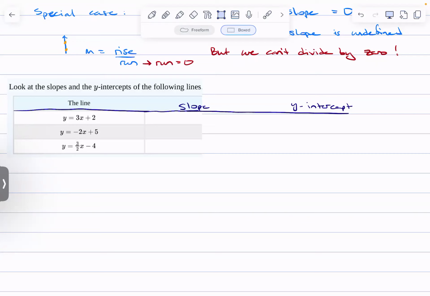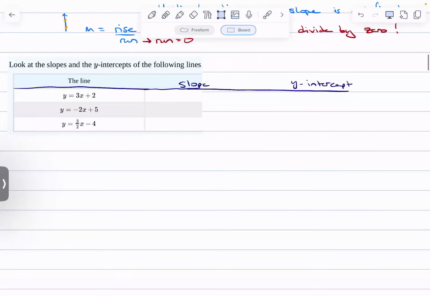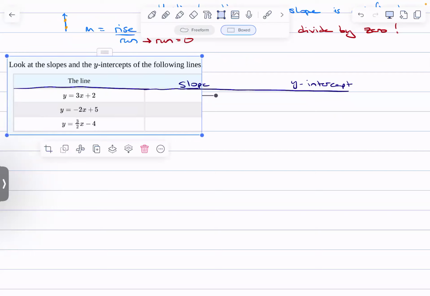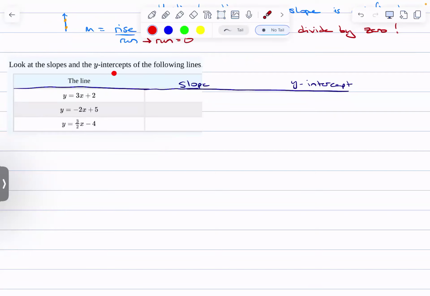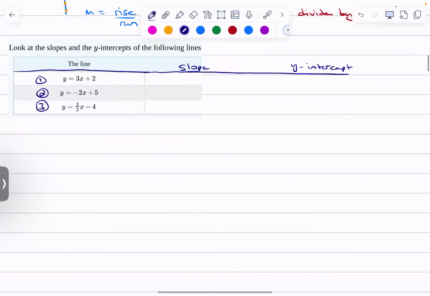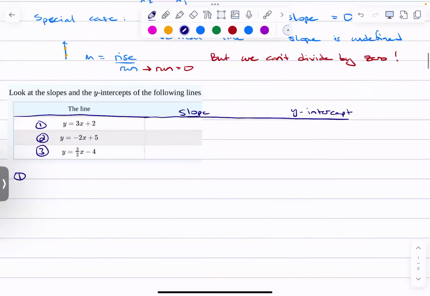Any questions about the review before we do that, though? Okay. All right. So we're asked to look at the slopes and the y-intercepts of the following lines. So what I'm going to do is label these 1, 2, and 3.